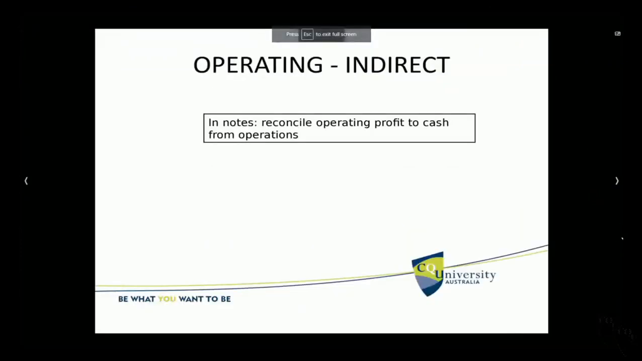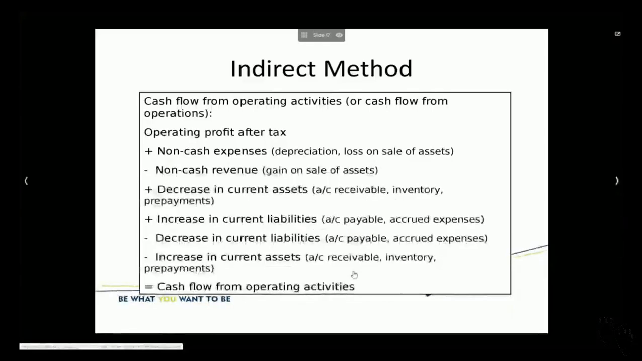Okay, so the indirect method is usually shown in the notes to the accounts, and it reconciles the operating profit to cash from operations, so cash from operating activities. Okay, this slide here, I want you to keep this slide really handy for your tutorials, right now as well, and also for your exam study.